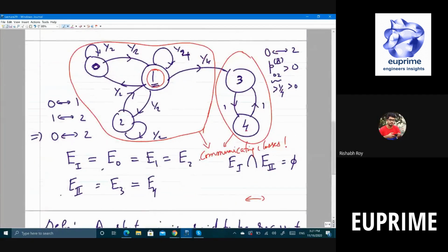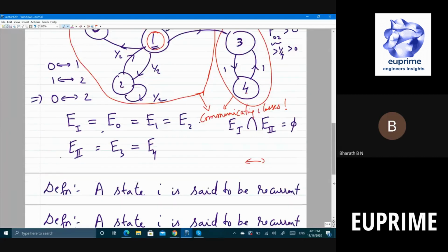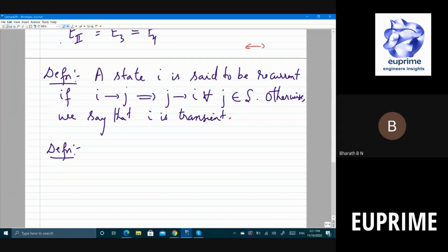Sir, can you again define the definition of a class? Okay, I'm going to do that. So this is called a communicating class, right? 0, 1, 2 is one, and 3 and 4 is another. Let's see what is a communicating class or a class.